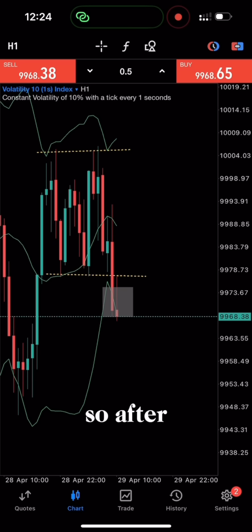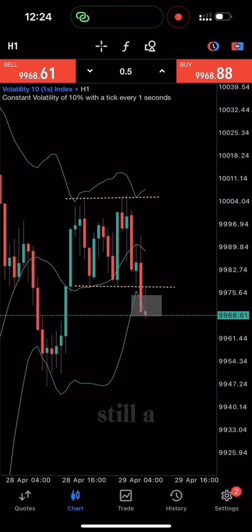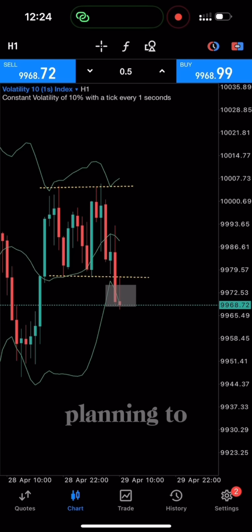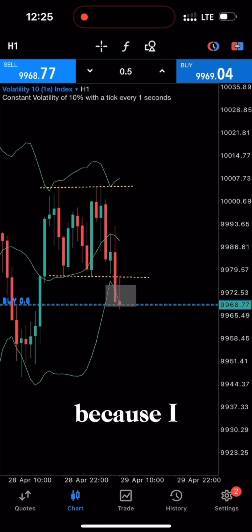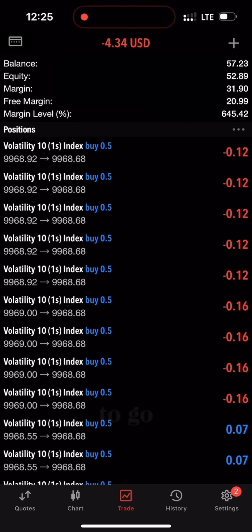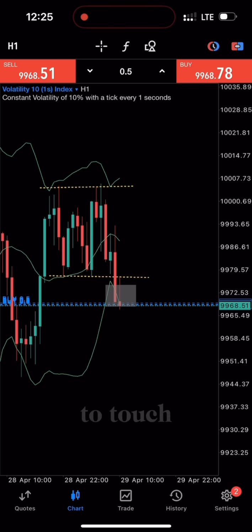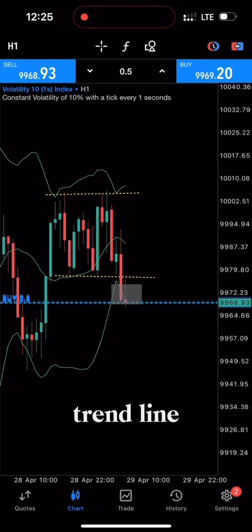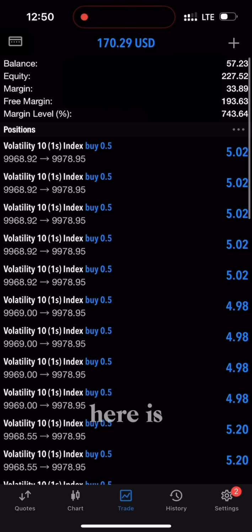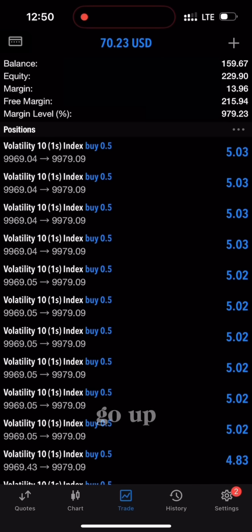After some time, I came back to the same setup because it's still a good setup for more trades. So I'm planning to enter a buy again here because I don't really believe that it's going to go down. It went to touch the trend line. So what I would do here is that in the 1 hour time frame, it means it's still going to go up.